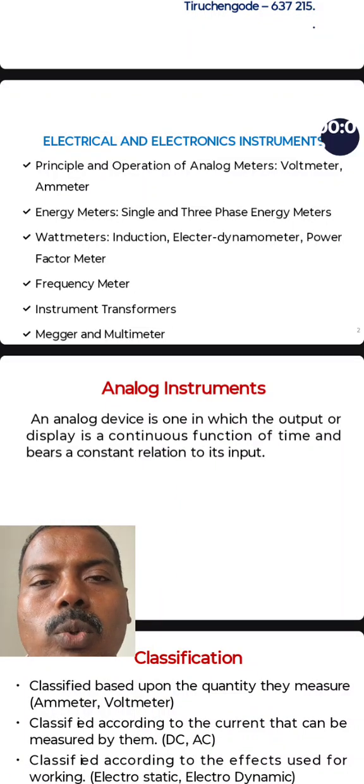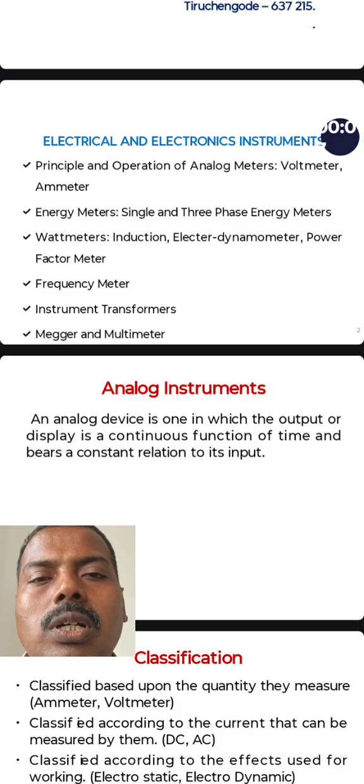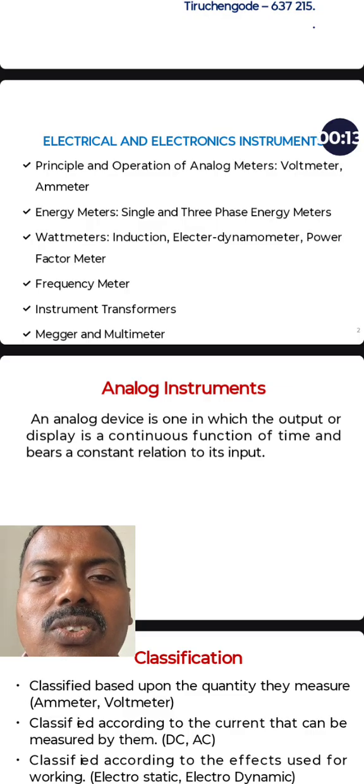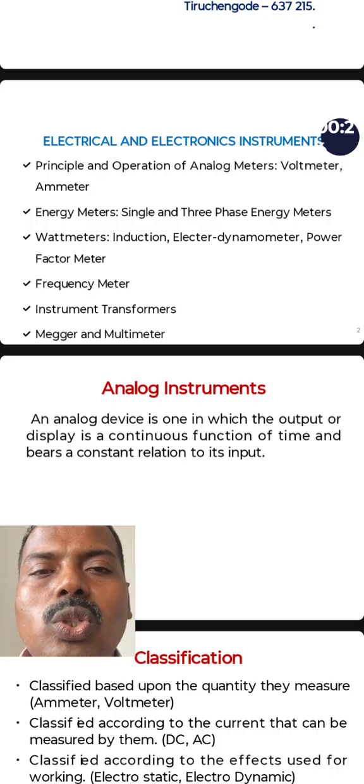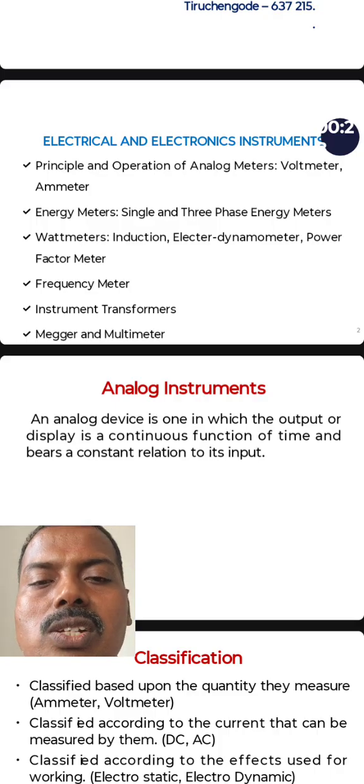Vijay Kumar. Today, I am going to discuss the electrical and electronics instruments. So, the analog meters are the voltmeter and ammeter. The energy meters are the single and three-phase energy meters. Then watt meters, induction type, electrodynamometer, and power factor meter. And the frequency meter, instrument transformer, megger, and multimeters. So these are all the electrical and electronics instruments.